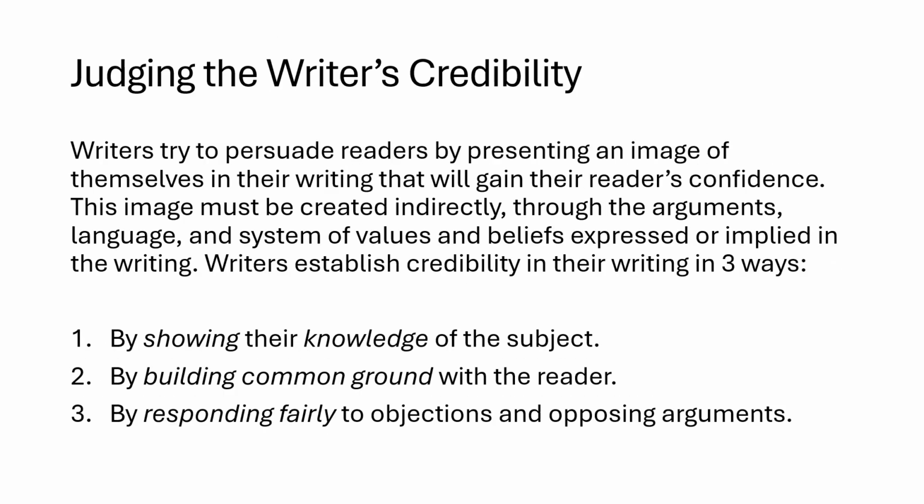Writers try to persuade readers by presenting an image of themselves in their writing that will gain their readers' confidence. This image must be created indirectly through the arguments, language, and system of values and beliefs expressed or implied in the writing. Writers establish credibility in their writing in 3 ways. 1. By showing their knowledge of the subject. 2. By building common ground with the reader. And 3. By responding fairly to objections and opposing arguments.